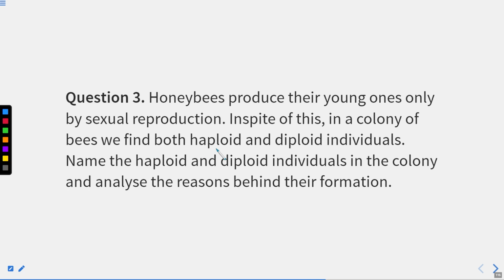Now let's talk about the next question. Honeybees produce their young ones only by sexual reproduction. In spite of this, in a colony of bees, we find both haploid and diploid individuals. If you talk about honeybees, you must have studied the haplodiploid system of sex determination in honeybees. Here, the queen and the female workers are diploid and the drones are haploid; they consist of one chromosomal set. Now name the haploid and the diploid individuals. This is the first question, and analyze the reason behind their formation.